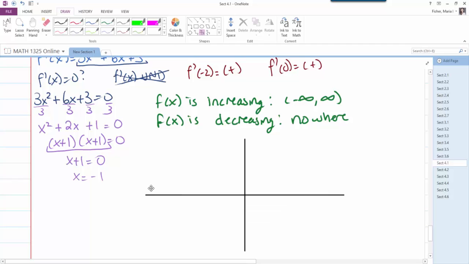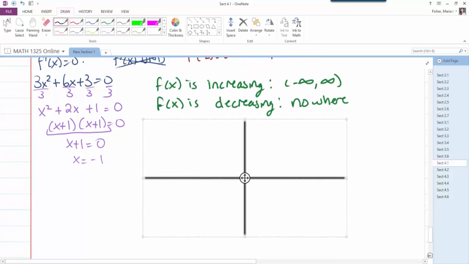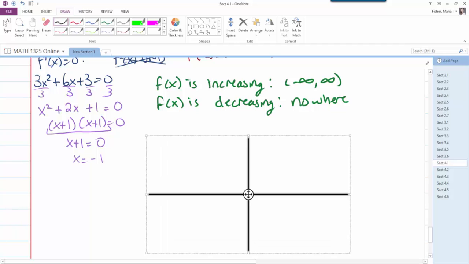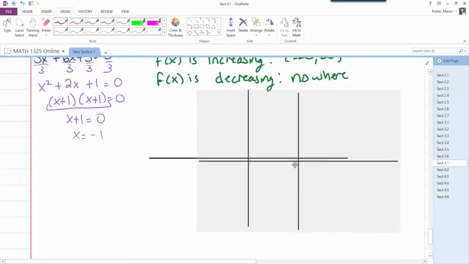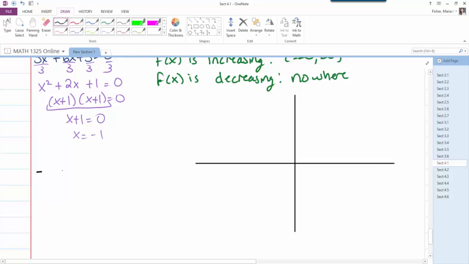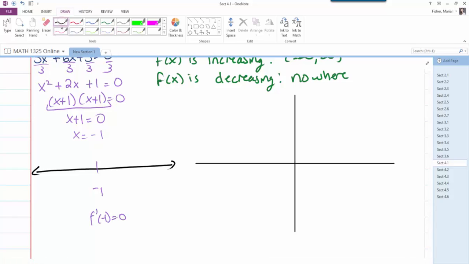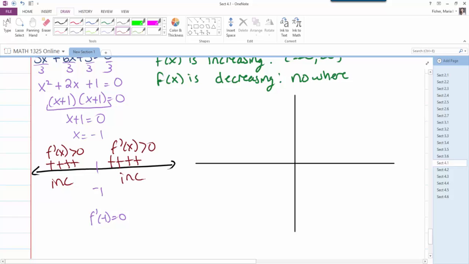Well, what do we know? I'm going to write it down again because I've scrolled and I can't see it. But what we do know is, again, from that number line we have over there, that at negative 1, f prime of negative 1 is equal to 0, that I am increasing and then increasing some more. So here f prime of x is greater than 0, or I'm increasing, and here f prime of x is greater than 0, or I'm increasing.